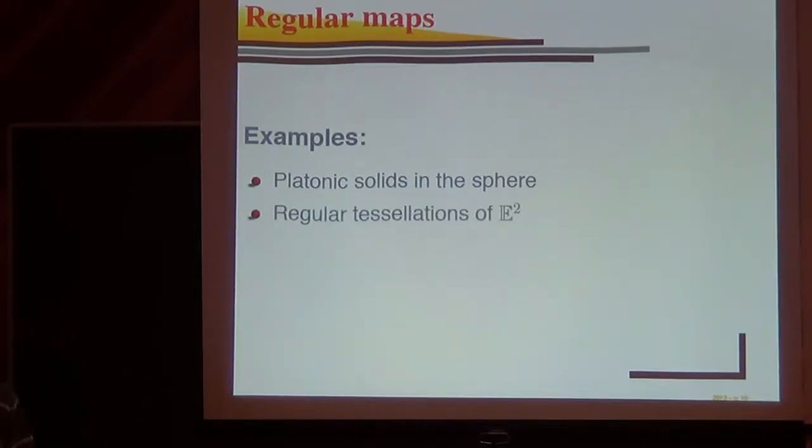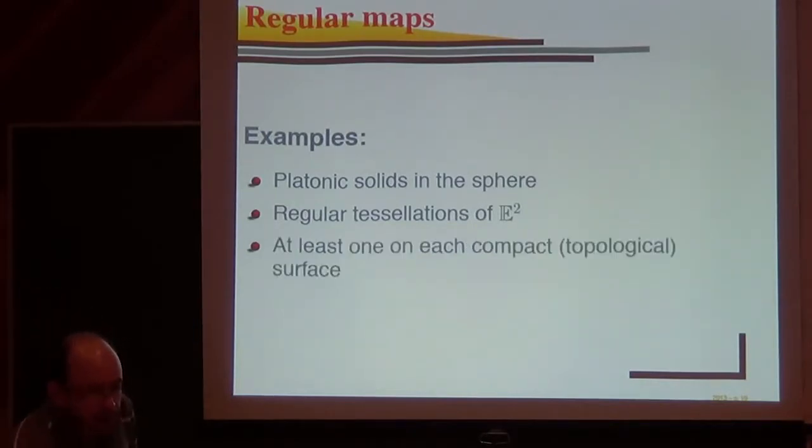Other examples are the tessellations of the plane by squares, regular triangles, or regular hexagons. And it's known that on each compact topological surface, there is at least one regular map. So there are plenty of those.